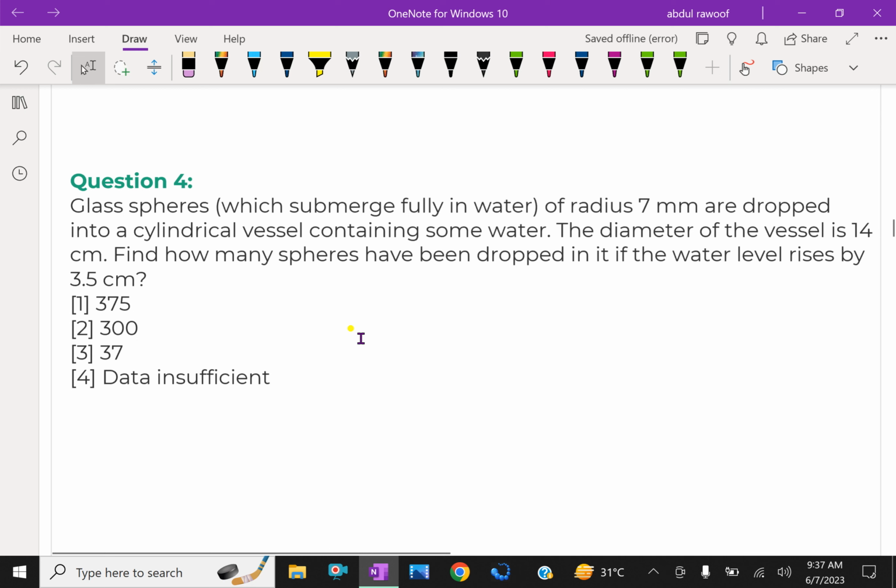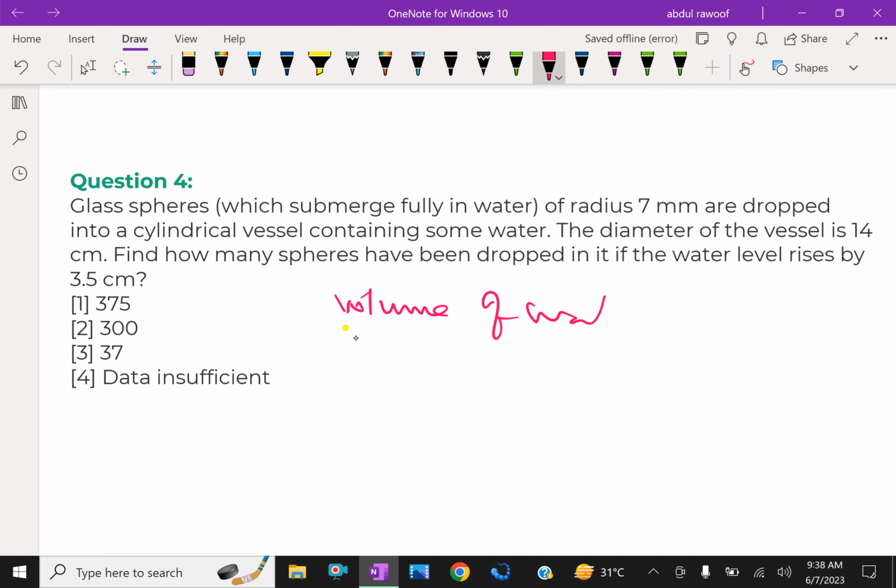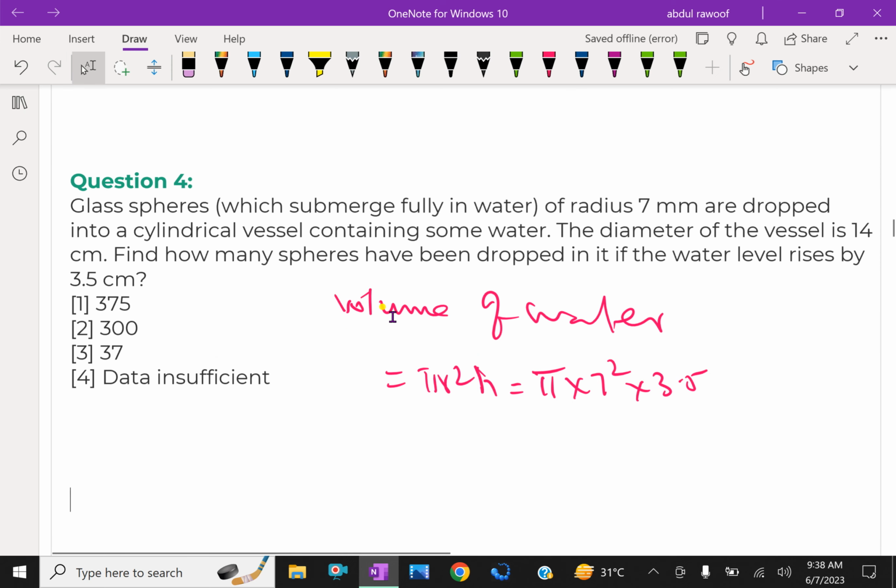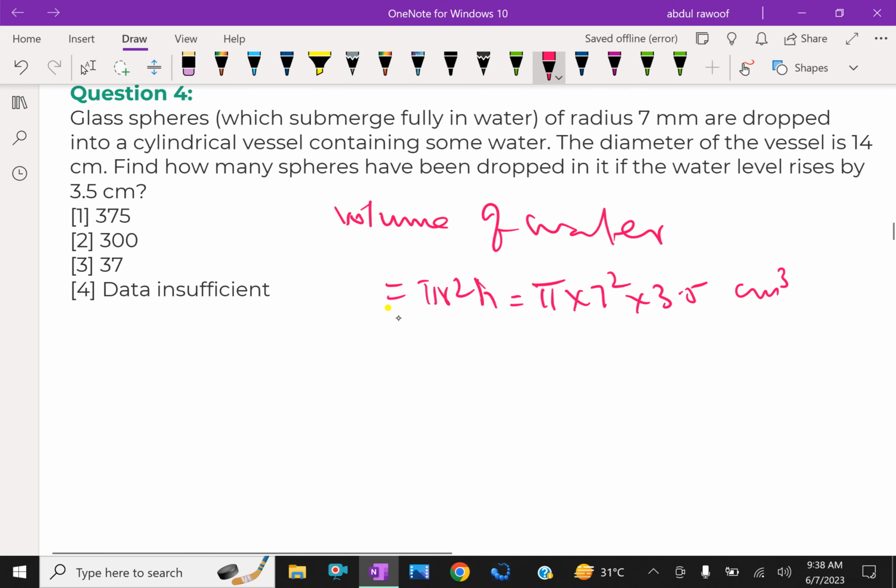Look at here. You can say the volume of water displaced is cylindrical, that is pi r squared h, which is equal to pi, r is 7 square, h is 3.5 centimeter cube. Next is the volume of one sphere.